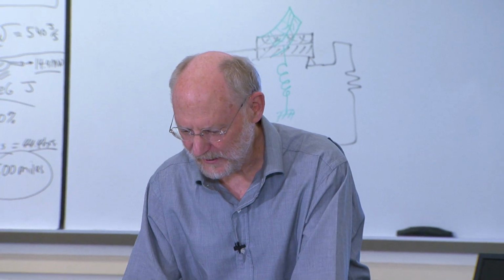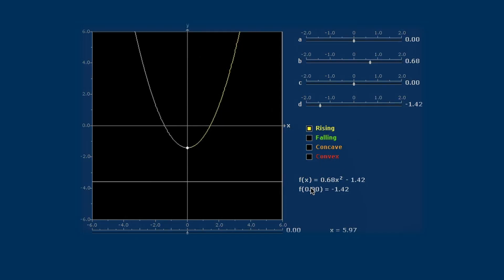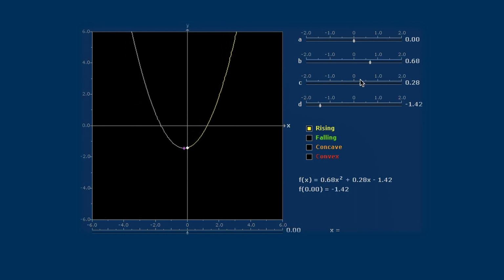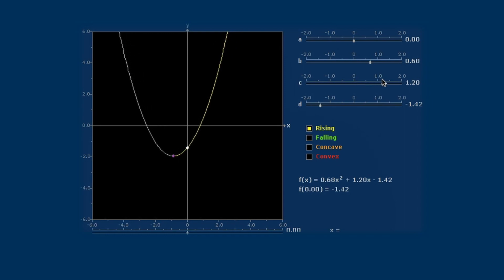So let's go back to the screen and see what happens if I increase c. The prediction is that it's going to move to the left. So I'll move c to the right, and the prediction is the vertex is going to move left. Yay! Look at that. That's because it's a minus c over 2b, right?